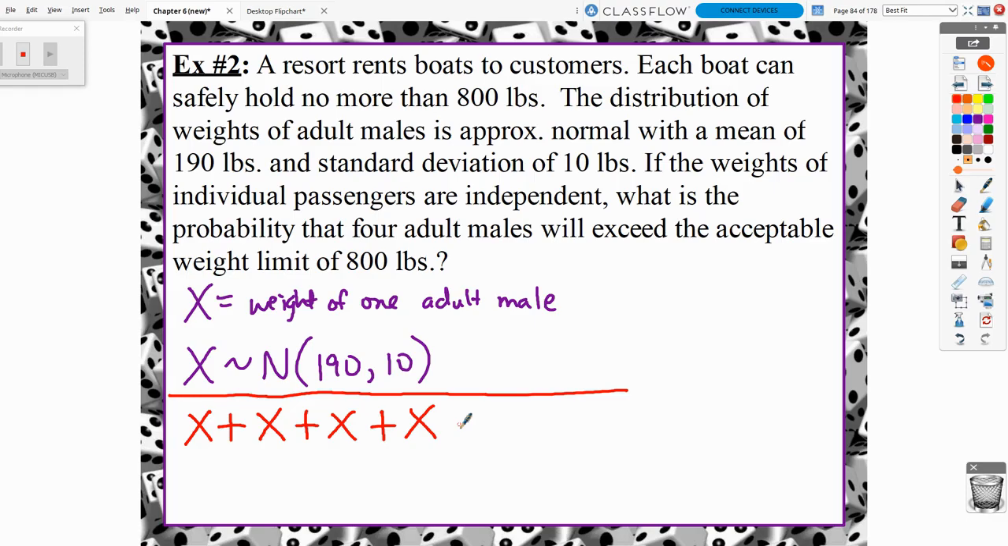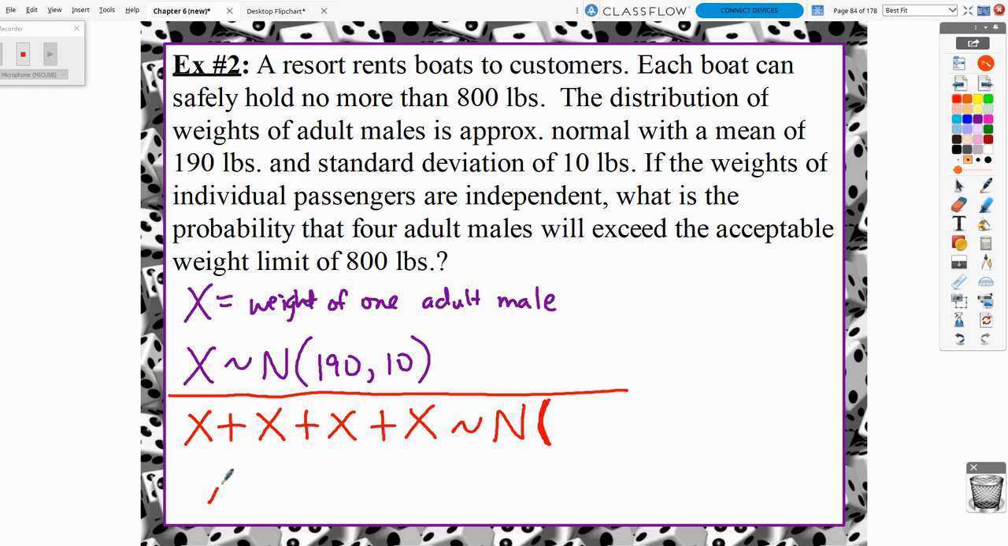Now, what you might do is say, let's call that a new random variable B for the boat. Then you could ask, what is the mean of the boat? What is the standard deviation of the weight on the boat? But I'm going to leave this as the new random variable X plus X plus X plus X. Now, this new random variable, if this is a normal distribution plus a normal distribution plus a normal distribution plus a normal distribution, say that 5 times fast, it is also going to be a normal distribution. But now we've got to talk about what is the mean and the standard deviation of our 4 adult males.